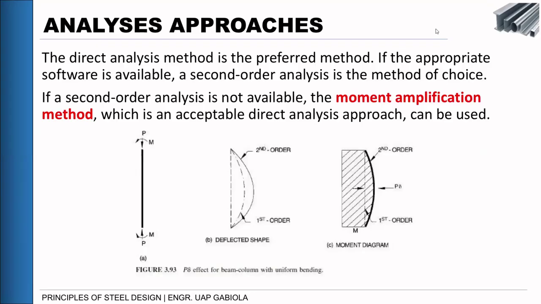Okay, so in the diagram, let's say we have a member, a column subjected to an axial force and a moment, M. So looking at the diagram, when we look at the value of M, the moment diagram produces a curve like this one. So based from the curvature of the applied moment, we see that it can be visualized as this line that is from the first order.